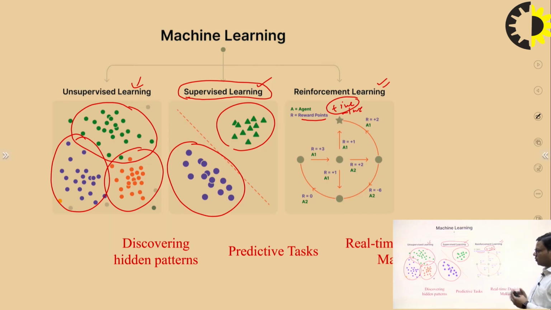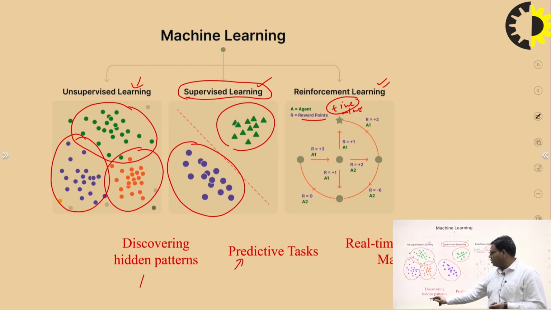So if we figure out the main application areas, supervised learning is mainly used for predictive tasks, like prediction of diseases, the share market, the weather, etc. So supervised learning is suitable for predictive tasks. And unsupervised learning is widely chosen for discovering hidden patterns.